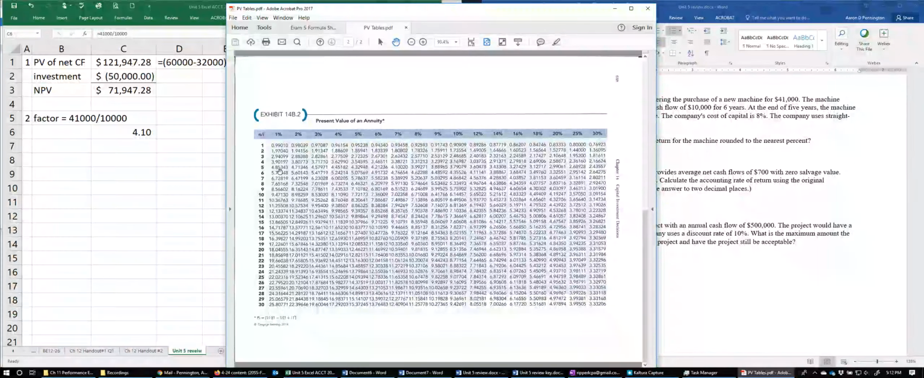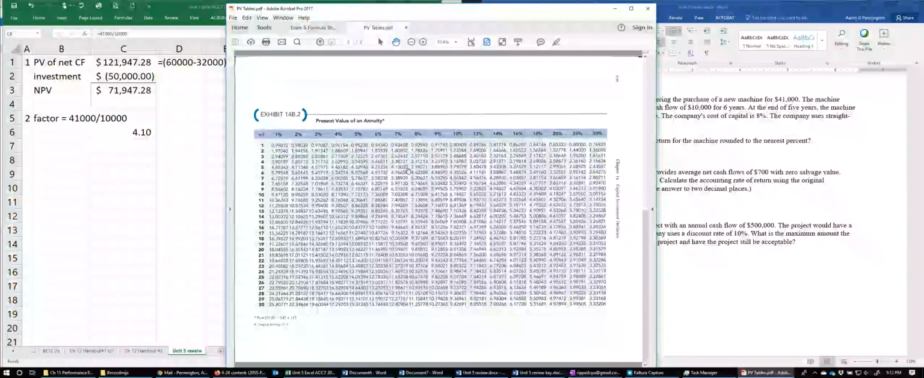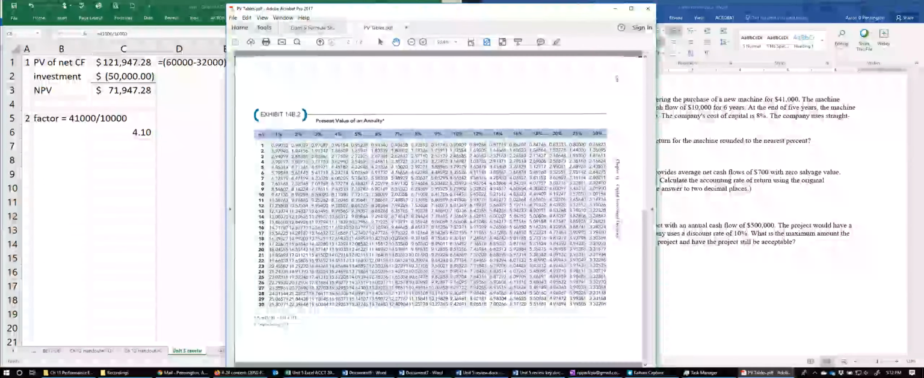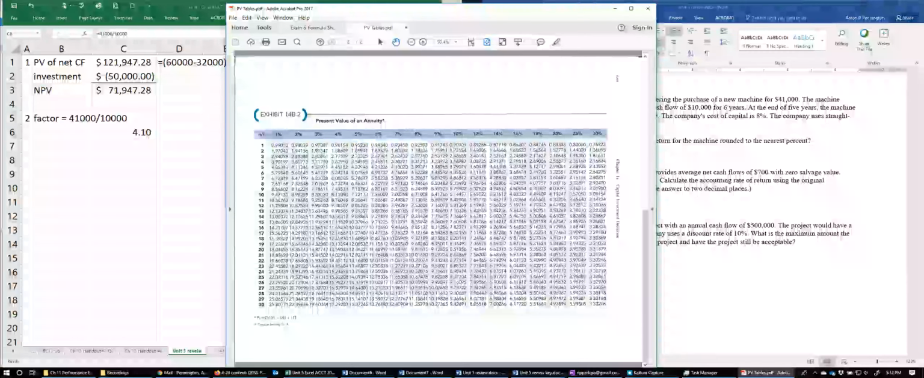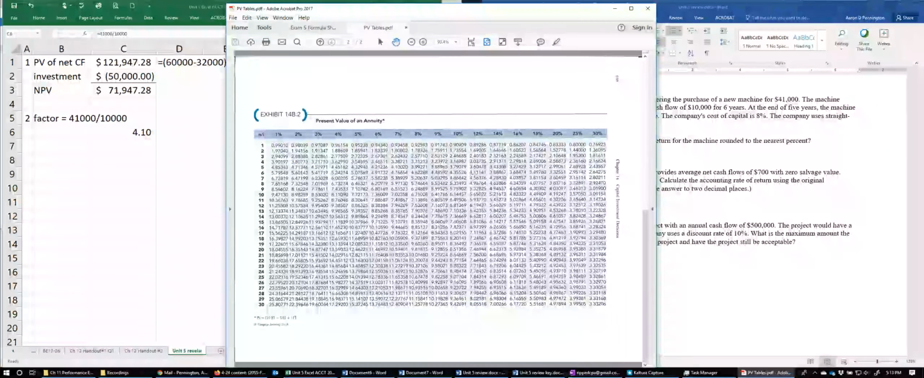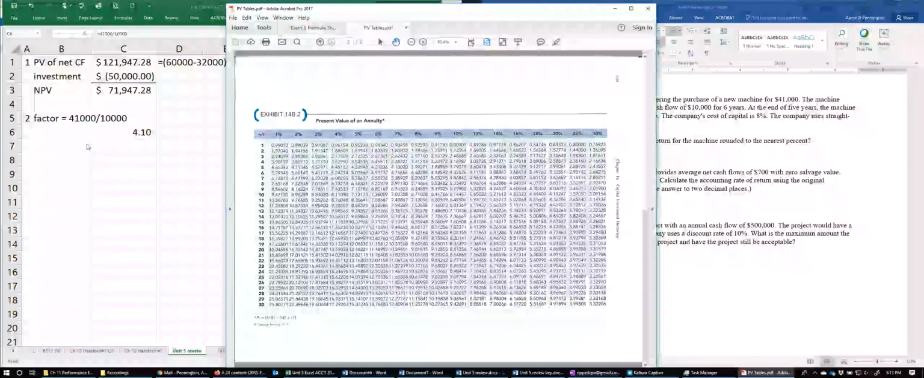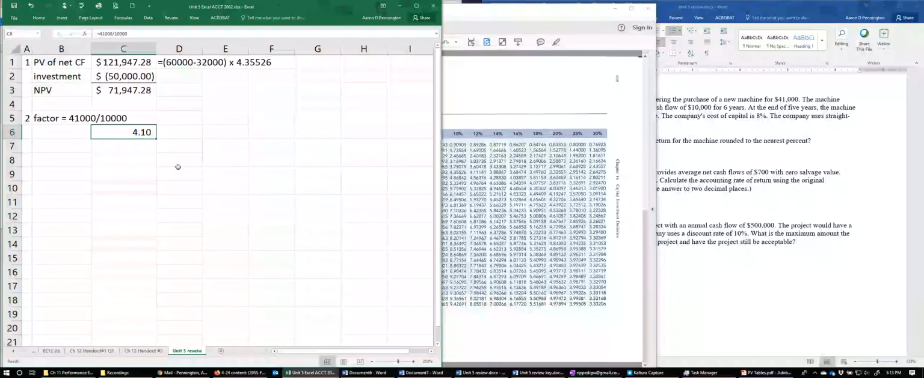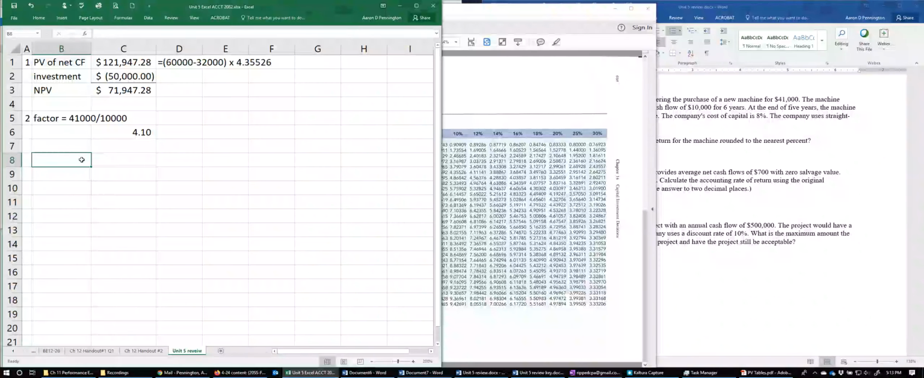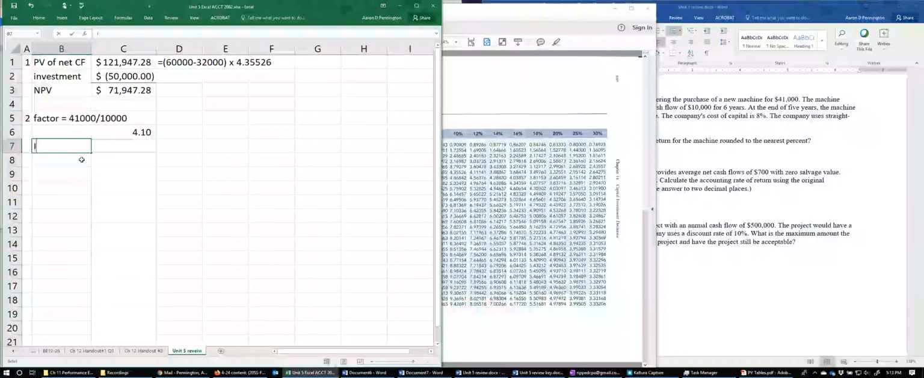So we're going to look for 4.1, which works out to 12%. So the IRR is roughly equal to 12%.